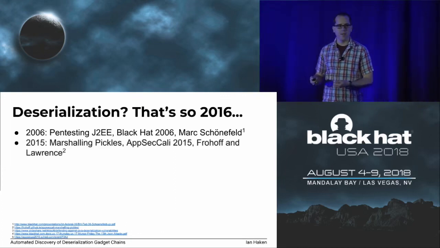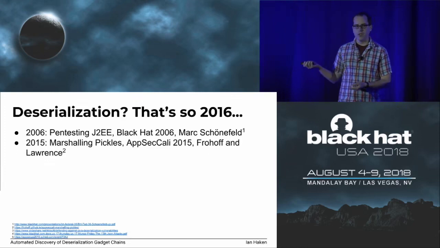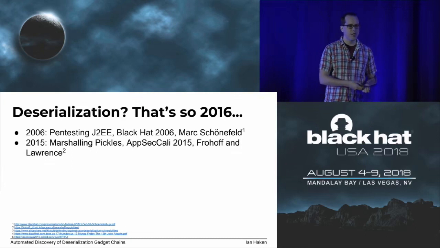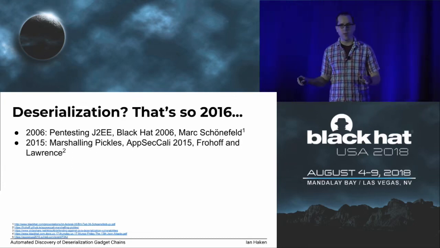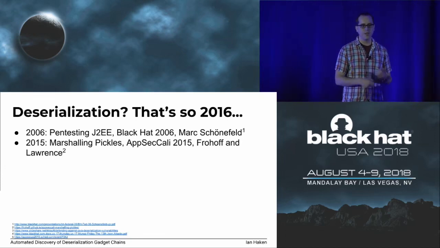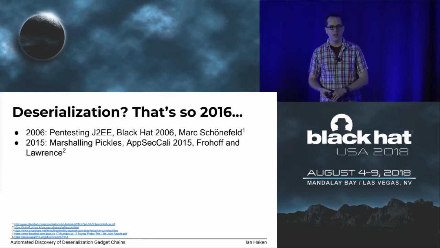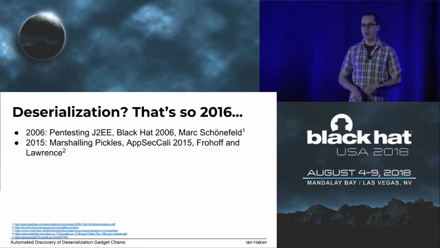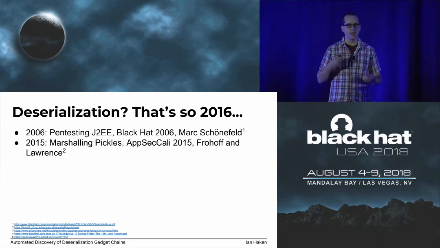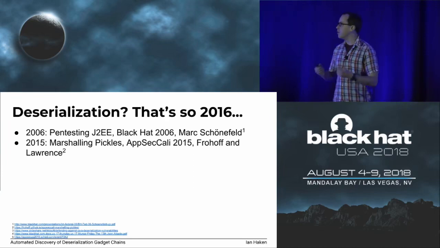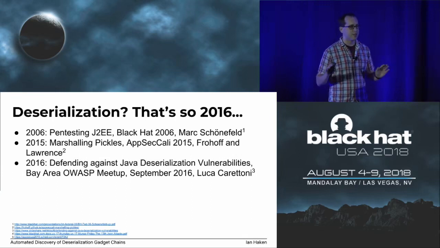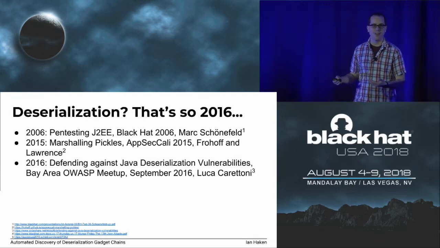But this really gained steam in 2015 when Frohoff and Lawrence gave a presentation at AppSec Cali where they showed that there are arbitrary code execution gadget chains in all sorts of open source libraries that are commonly pulled in, like Commons Collections. So if you've got any application doing unsafe deserialization, and that included things like Jenkins and various application containers, then you've got arbitrary code execution on those apps. It's because there are just so many libraries that have these interesting gadget chains in them. The year that followed, I've heard a lot of people refer to as the Java deserialization apocalypse, because everyone realized that they were vulnerable to this.